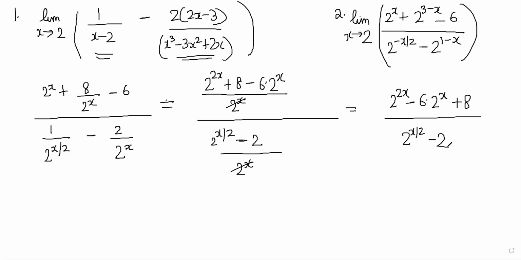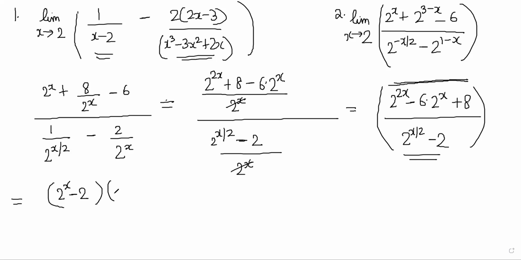What will you do now? It is still not working out because this is becoming 0 still. So can you notice something about the numerator? It is easily factorizable. Middle term factor, right? So what are the factors? 2 power x minus 2 and 2 power x minus 4, right? By 2 power x by 2 minus 2.